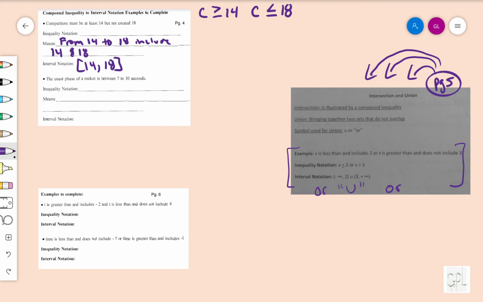So we're saying here as inequality, yeah, we had that one. So we are going to go, how do I want this one here? So we're saying here that all of my competitors have to be greater than or equal to 14, but they also have to be less than or equal to 18. So this is how your inequality notation ties into your interval notation.